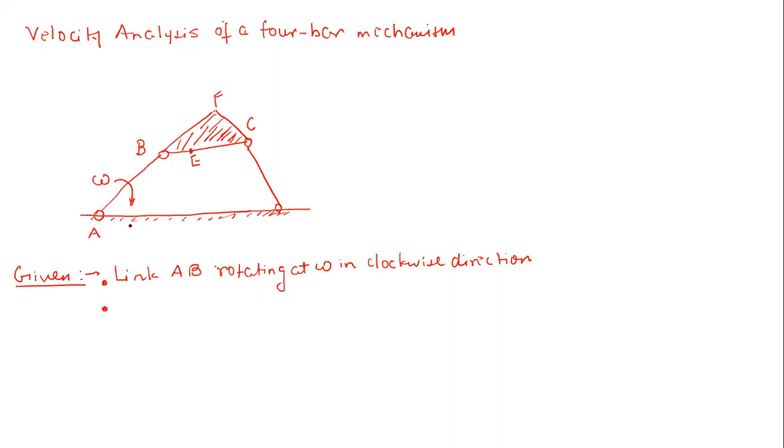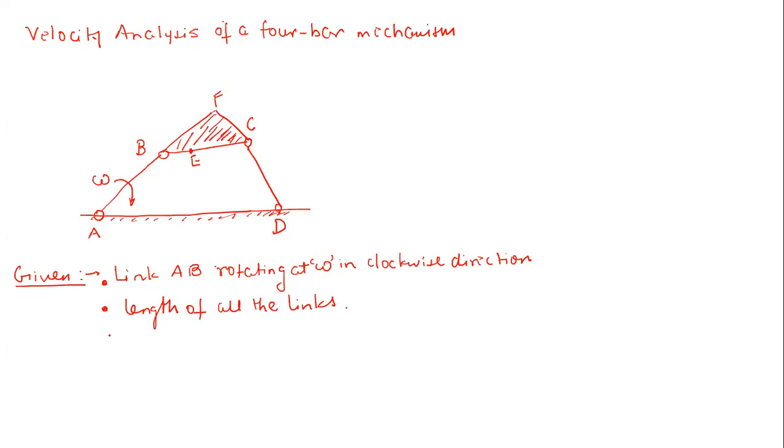Then the next thing which is provided to us, or that will be provided to us in the numericals, is the length of all these links. That is the length of AB, length of BC, length of CD, length of PF, and length of CF. So this is given to us. These are the two things which are given to us.